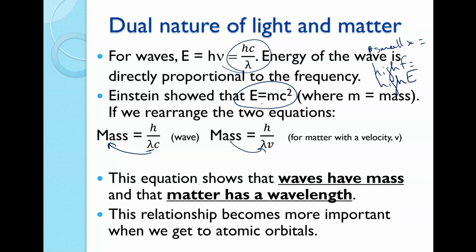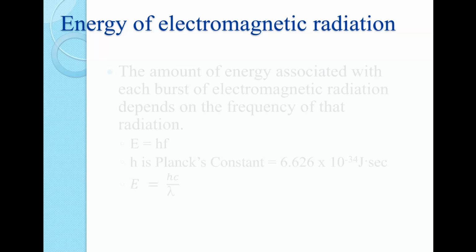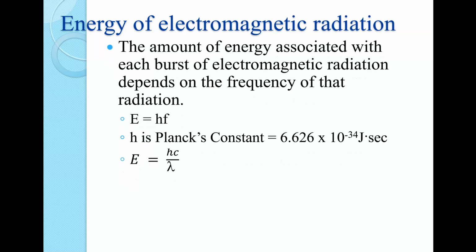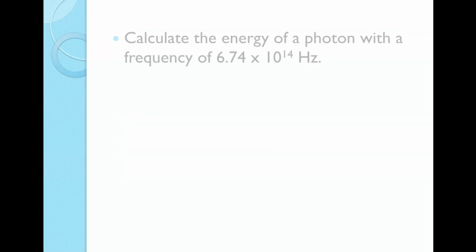And this relationship becomes more important when we start talking about atomic orbitals and electrons, because electrons have a very small mass, and they actually do have a wavelength associated with them. So to calculate the energy of electromagnetic radiation, all you have to do is use this equation or this one, depending on what you're given. I'll give you the constant. So we'll just do a couple of problems.